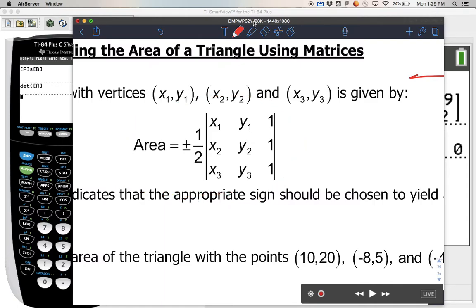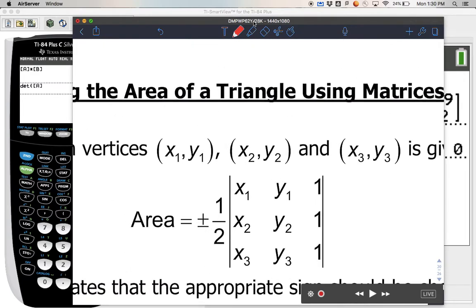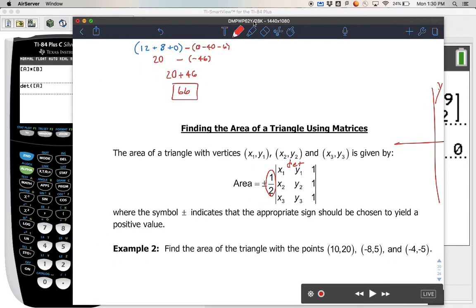So first thing, notice that your 3 vertices of the triangle are x1, y1, x2, y2, and then x3, y3. And notice we're putting 1s for that last column right there. And then remember, if they just put these lines here, that means we actually need to find the determinant. So if you want to write yourself a little note, this means find the determinant of that 3 by 3 matrix. Then we're going to multiply by 1/2 right there. It's kind of like the half, times base times height.